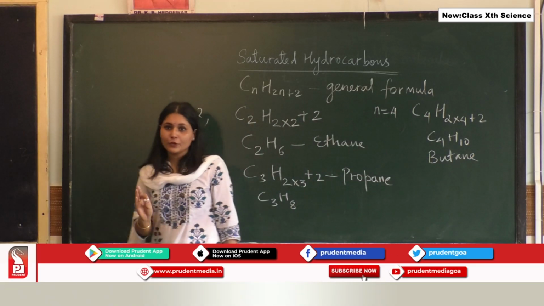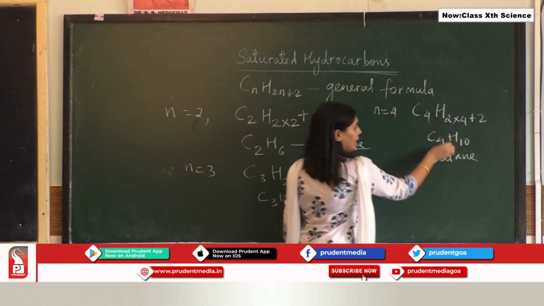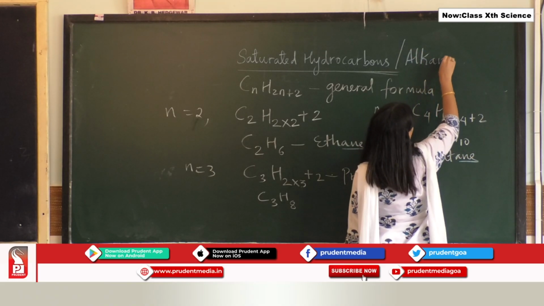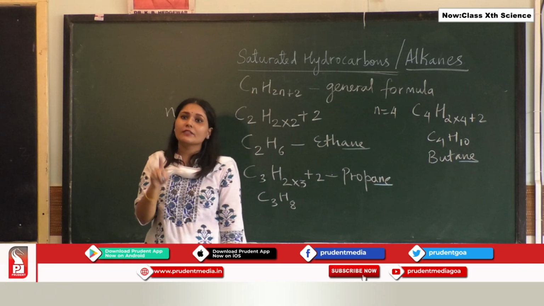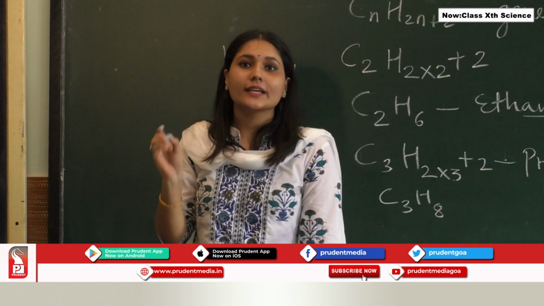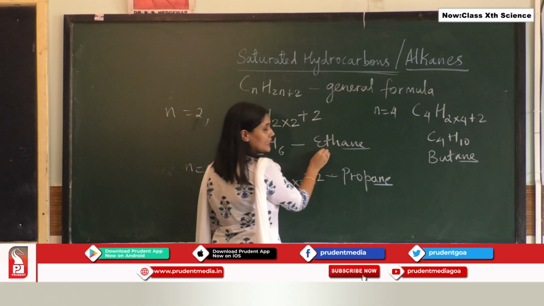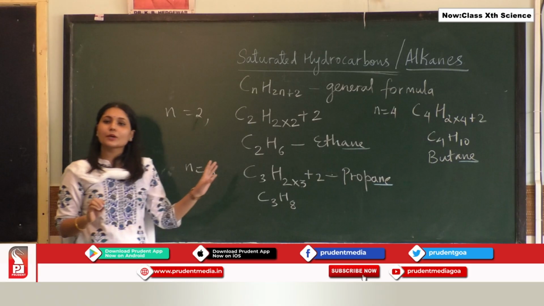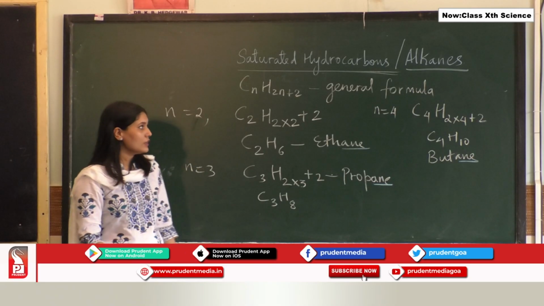So if you look carefully at the names of all these compounds, they are ending with A, N, E. That is why saturated hydrocarbons are also called alkanes. So if the compound is having only single bonds, its name is going to end with ane. You can see over here in this example, ethane, propane, butane. So this is the example of our saturated hydrocarbons or alkanes which are connected by single bonds.